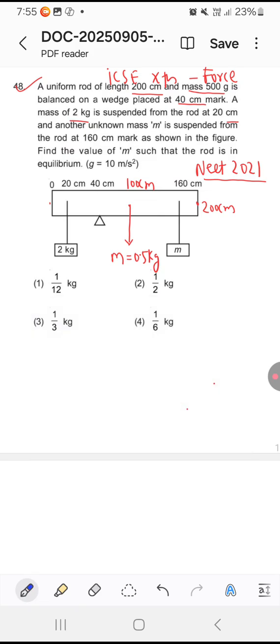So now let me show you. This 2 kg will provide anti-clockwise moment, while these two, the mass of the rule and this unknown mass, will produce clockwise moment. So sum of clockwise moment is equal to sum of anti-clockwise moment, principle of moment. So let me write the formula. Let me call it F1, R1 the perpendicular distance from the fulcrum. For this let me call it F2 R2, plus this will be F3 R3. Sum of clockwise moment is equal to sum of anti-clockwise moment.